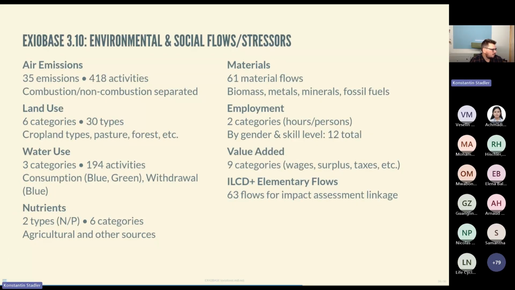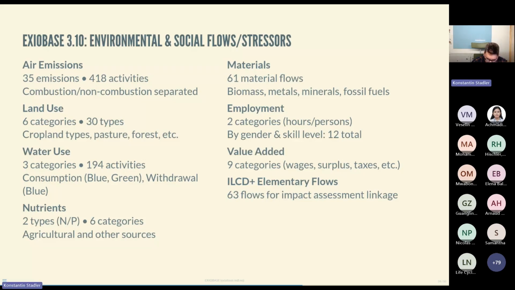So now we have, as I said, around 1,000 stressors and impacts we currently have. But many of them are actually distributed to different activities. So we have, for example, methane emissions by different activities and so on. In total, we have 35 air emissions, some land use, water use, nutrients, a lot of material data. We have also employment, value added, and as I said, these ILCD elementary flow names.